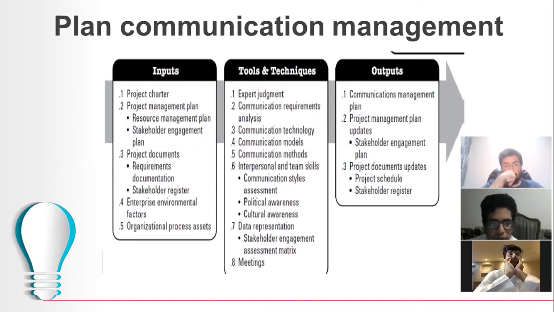Tools and techniques: expert judgment, communication requirements analysis, communication technology, communication models, communication methods, interpersonal and team skills, which include communication skills, political awareness, cultural awareness. Seven, you have the data representation, which is the stakeholder engagement assessment matrix. And finally, you have meetings. The output would be a communication management plan, project management plan updates, stakeholder engagement plan, project document updates, which include project schedule and stakeholder register.